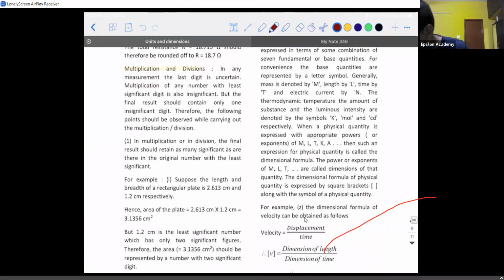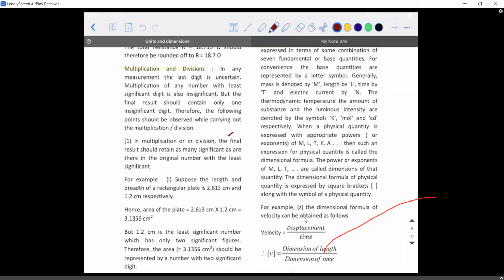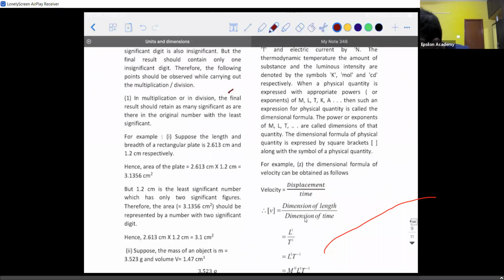Let's see an example. In multiplication or division, the final result should retain as many significant figures as there are in the original number with the least significant figures. For example, suppose the length and breadth of a rectangular plate are 2.613 and 1.2. So 2.613 multiplied by 1.2 is 3.1356. The least significant figures available are for 1.2, which has only two significant figures.